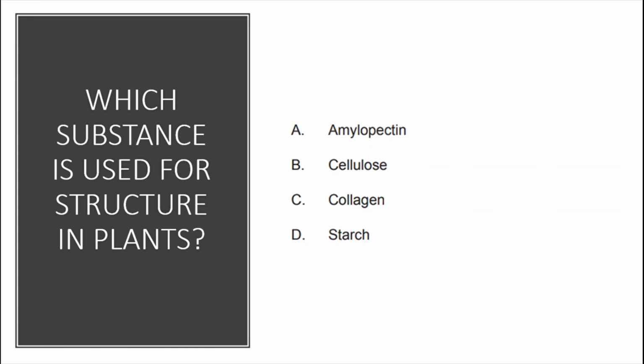Next question. Which substance is used for structure in plants? A, amylopectin, B, cellulose, C, collagen, or D, starch? Pause this video before the answer is revealed.